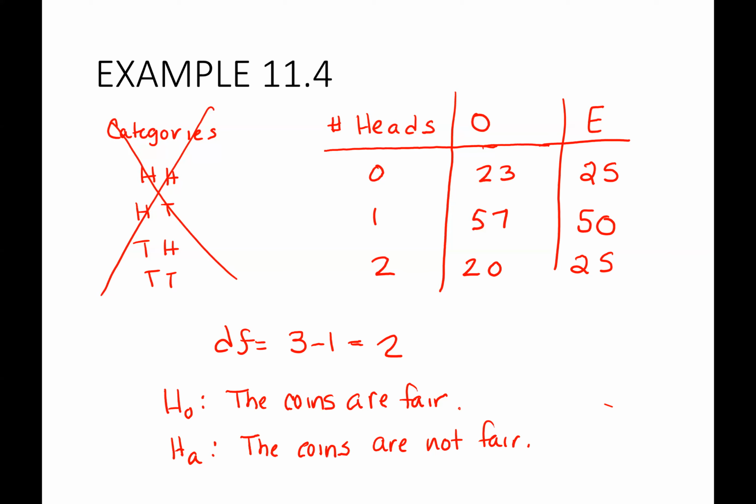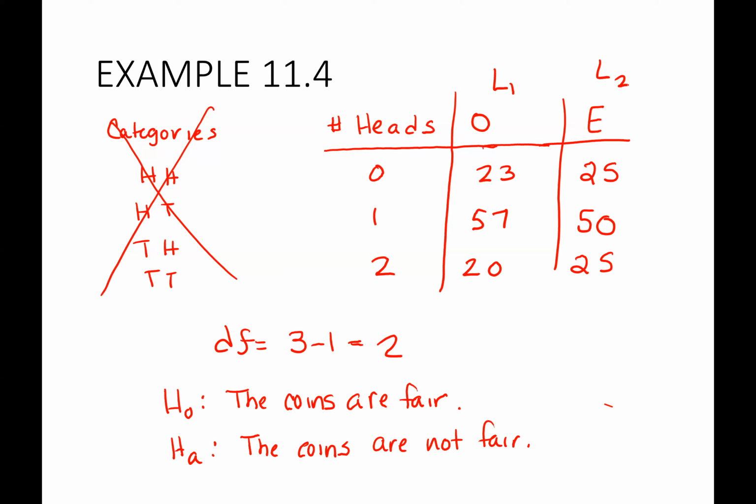Okay, so again, I need to figure out the Pearson residual. This would be pretty easy to do by hand, or I can put this data in my calculator. I can put the observed in L1 and the expected in L2, and then run the chi-squared goodness of fit test. It's kind of six of one, half a dozen of the other.